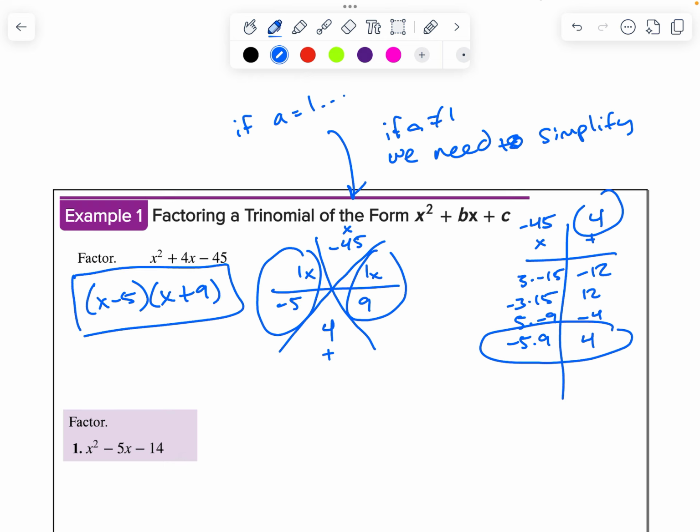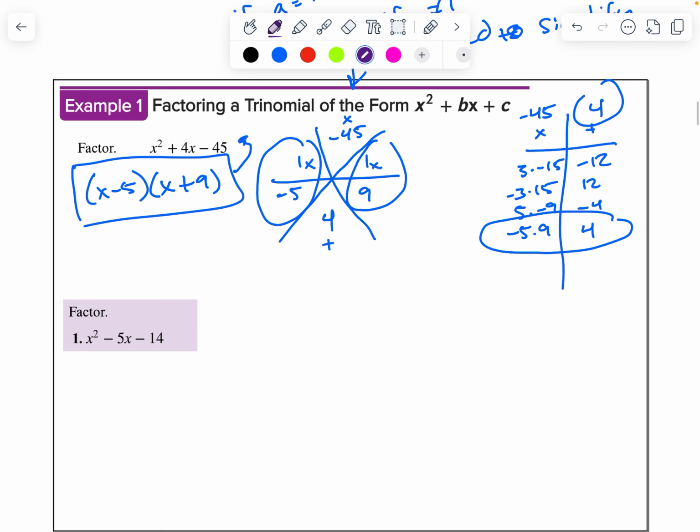And I'm not going to check this. I'll check the next one. Those should, if I multiply them back, get me back what I started with. Remember, factoring is breaking something into its multipliable pieces. Let's try the next one. I'll pick a different color here.